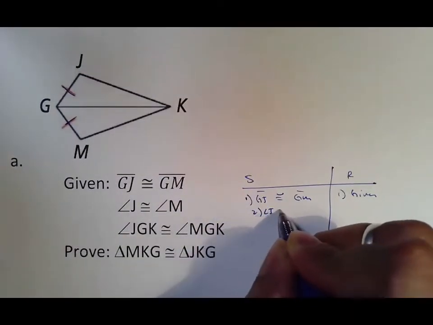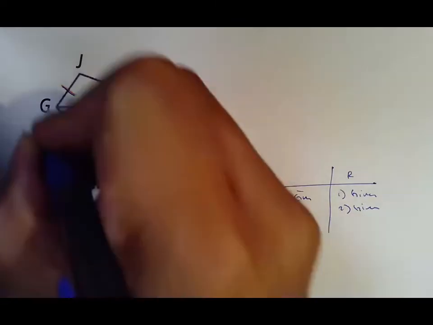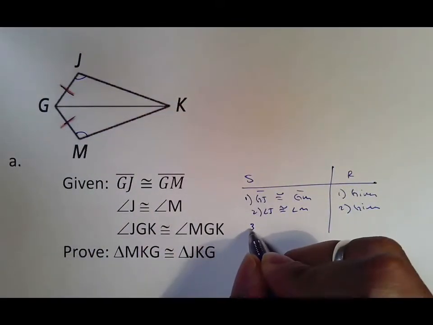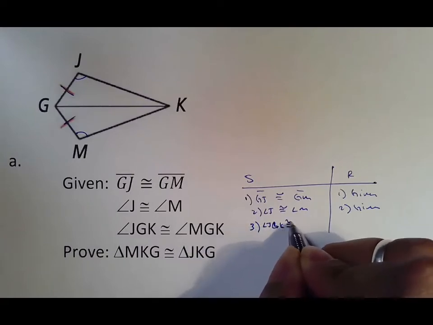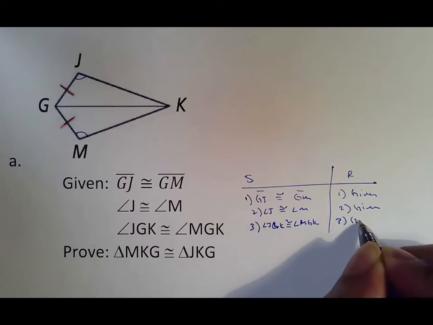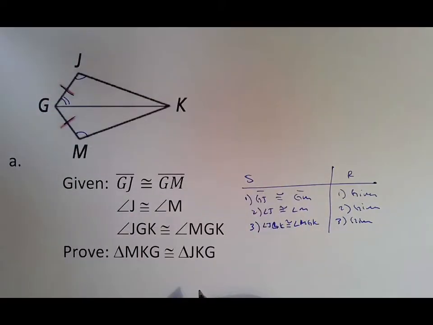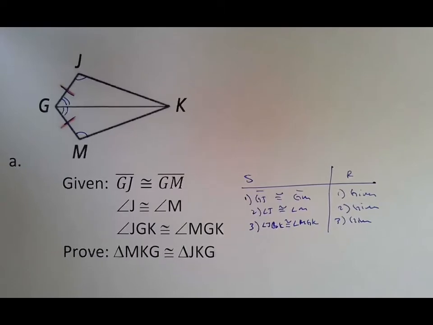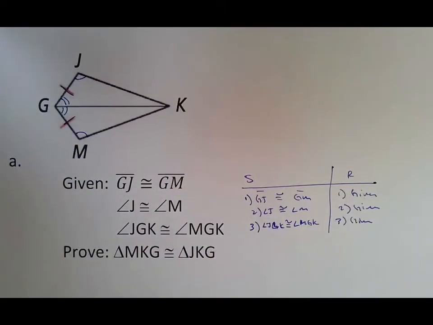Second one is angle J is congruent to angle M. That's also given. So J, I'll mark with M there. And then the last is angle JGK congruent to angle MGK. And again, that is also given. So JGK, which is this, I have to use 2 marks because I already used 1. Congruent to MGK, again, I have to use 2 marks because I already used 1. The 2's are congruent to the 2's, the 1's are congruent to the 1's.